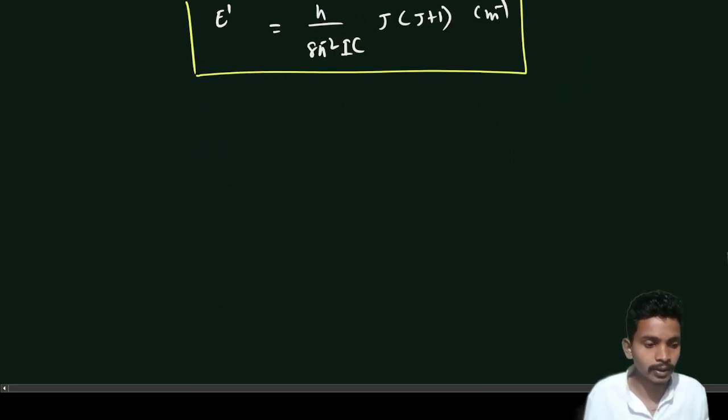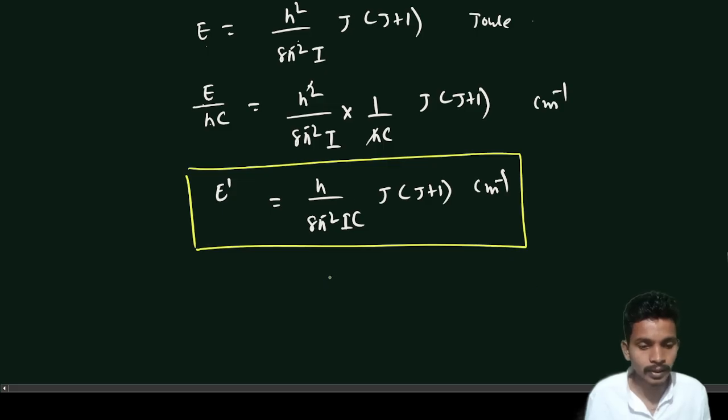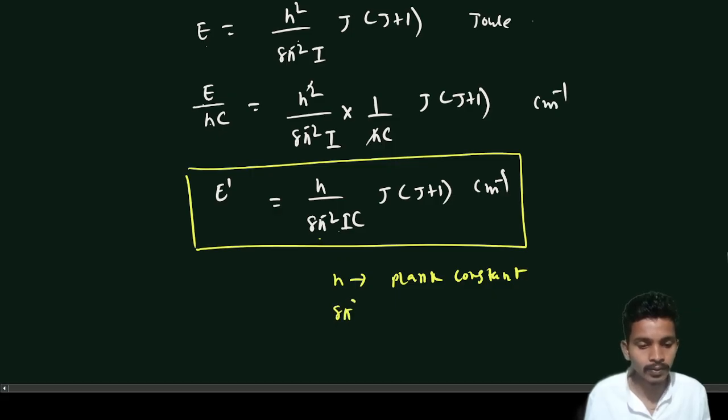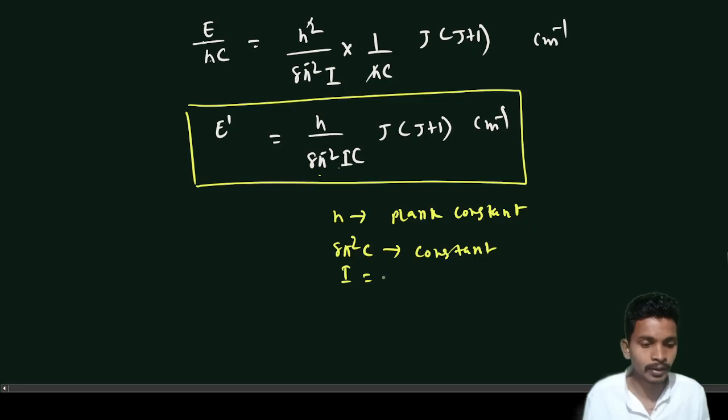Now if you notice in this equation, h is Planck's constant, so this is a constant, and 8 pi square is constant, and c is also constant because c is the speed of light. And I is the moment of inertia, that is mu naught, the reduced mass, into r naught square.